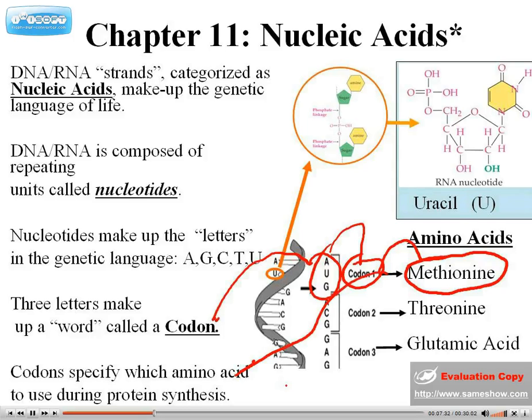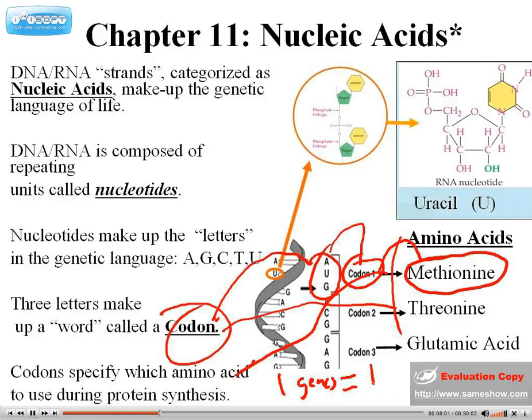In general, a DNA strand would be broken off into what we call genes. So this strand would continue on where you'd have multiple words, aka codons, and the codons would code for multiple amino acids. And basically it's all grouped together in one gene. And one gene essentially codes for one polypeptide or protein.